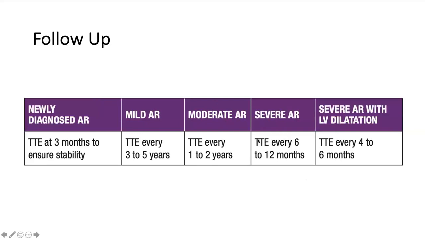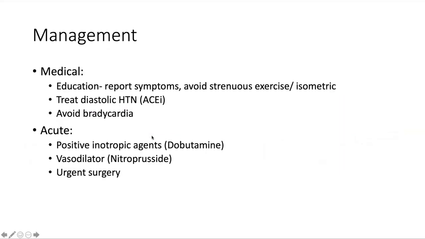So with this severe, the recommendation is to see them about every 6 to 12 months, probably even closer. Because again, if you remember that curve that I showed earlier, it's really important to catch them on that curve before there's very severe dilation or very severe decrease in LV function. So you're going to follow that closer.